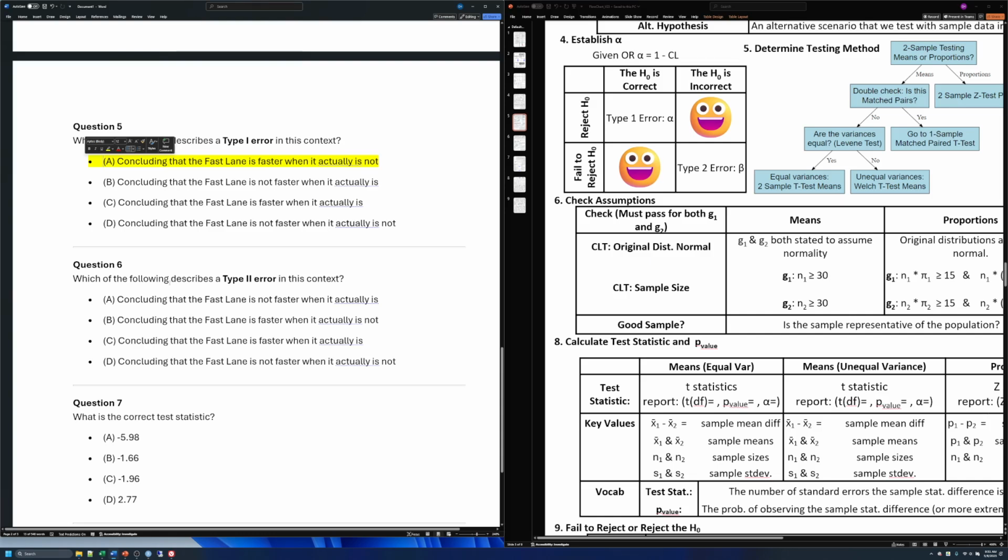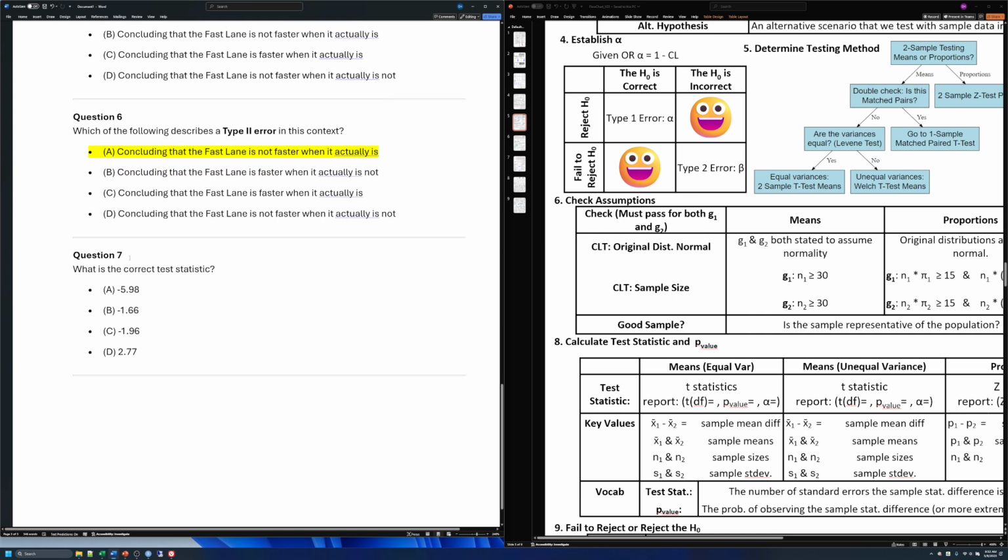So on the flip side, in question 6, what is a type 2 error? A type 2 error is when we conclude that the two groups are the same, when in fact they are different. So we would conclude that the fast lane is not faster when actually it is. That is a type 1. If we look at this one, concluding that the fast lane is not faster when actually it is not, that's a good choice. And these ones are concluding when it is faster. These are going back to looking at a type 1 error.